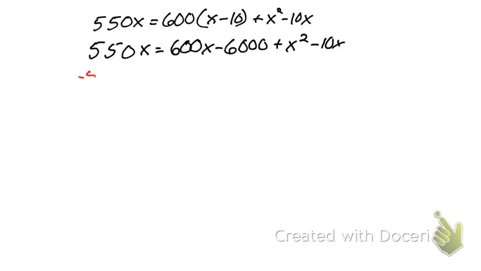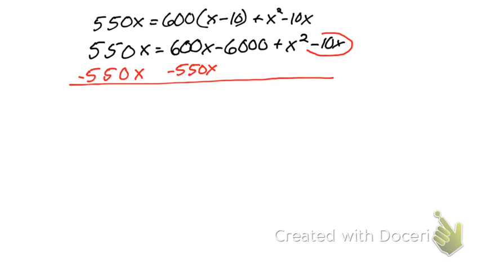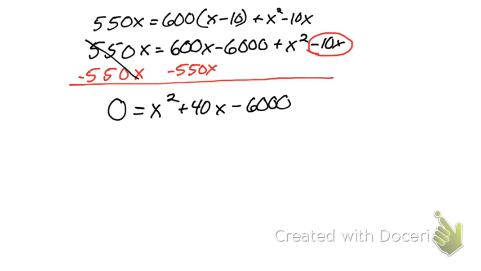Now I think it's safe to do everything else. So I'm going to subtract 550x from both sides, and I'm also going to combine that with that negative 10x. I'm also going to rearrange everything. So the first thing that's going to happen is this side is going to turn to 0. We'll have 0 equals x squared. Now I have 600x minus 550x, which is 50, minus 10x, which is going to be 40x minus 6,000.